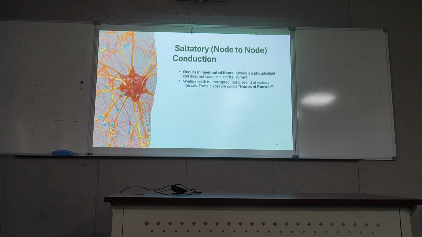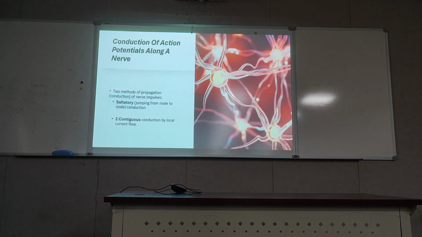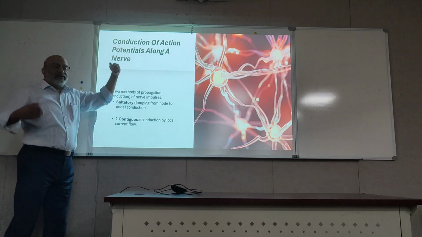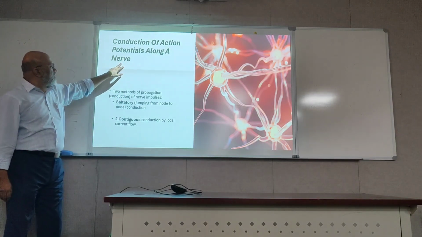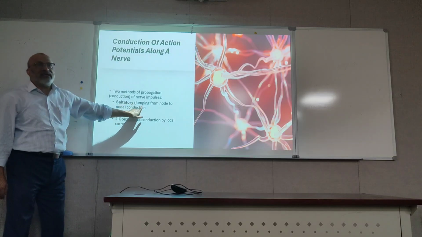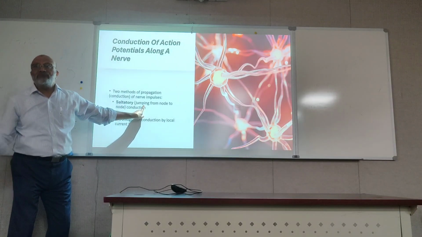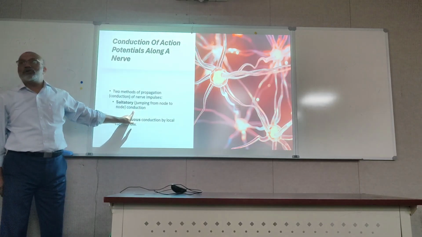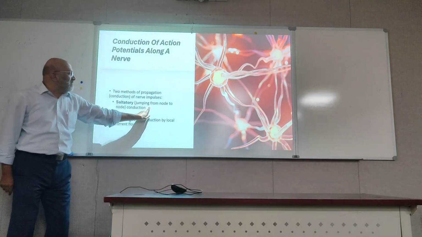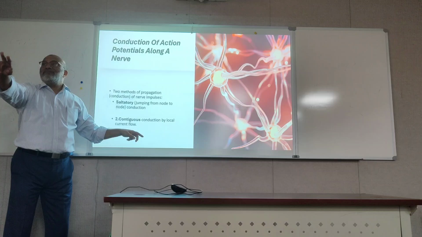When we go back, we see the second slide. There are two types of conduction. What is conduction? Transfer of an action potential in the nerve fiber. So there are two types of conduction. One is called saltatory conduction. What is saltatory? Jumping. Make a rabbit with it. Jumping from node to node.